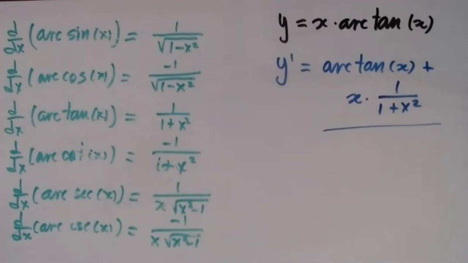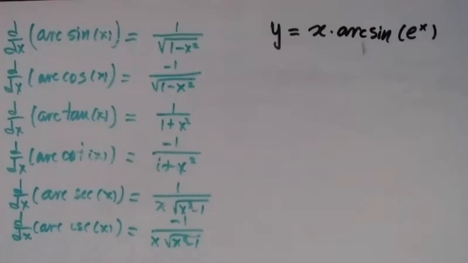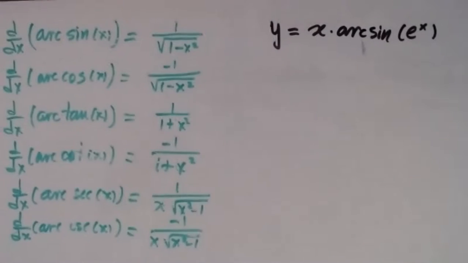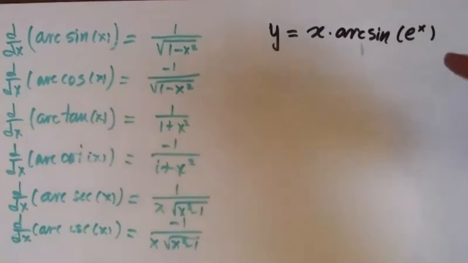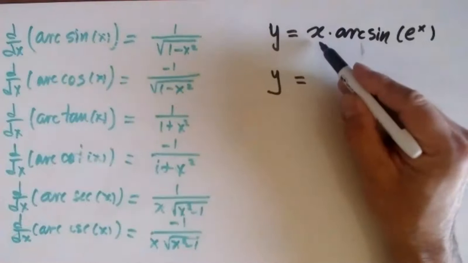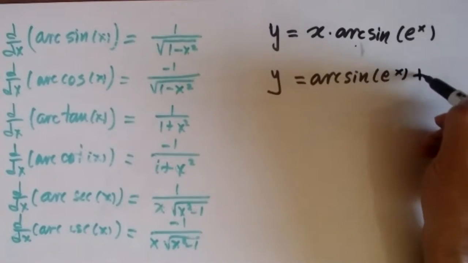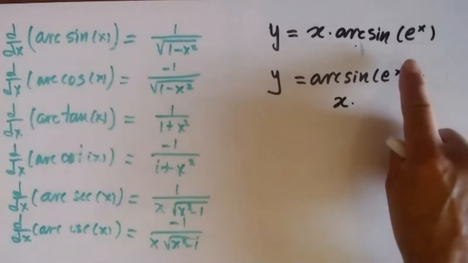Let's see another problem. Just change screen. I have a little bit more complex problem. So I have y equals x times the arcsine of the natural exponential function. So this is what I have. This times this. So again, I'm going to do the product. So y prime is going to be the derivative of the x. Well, that's a 1. 1 times the arcsine of e to the x plus this x times the derivative of the arcsine.